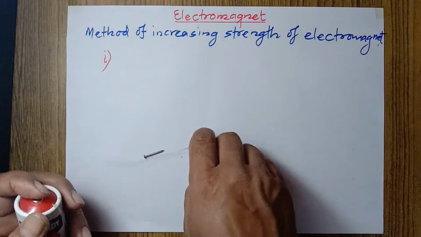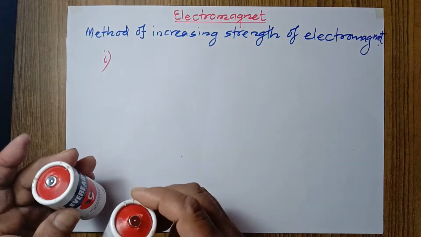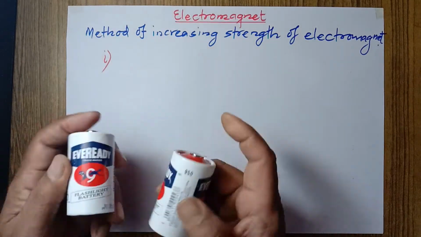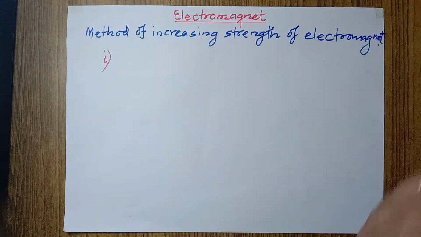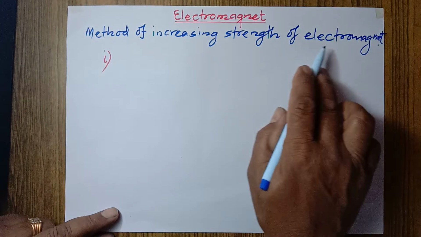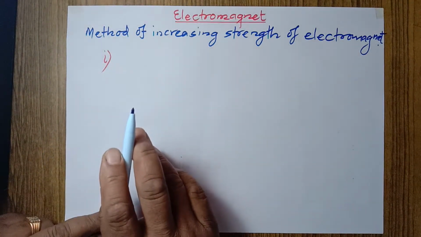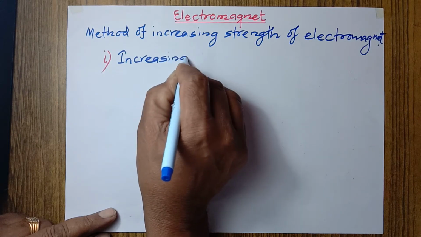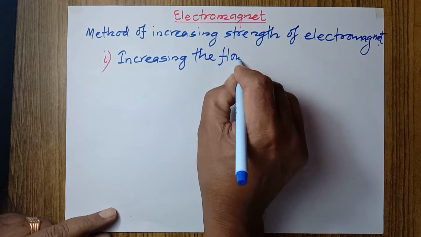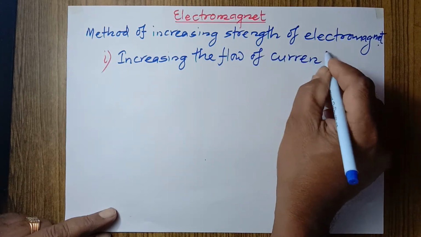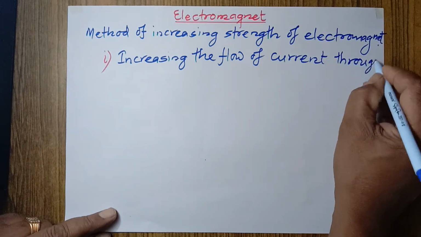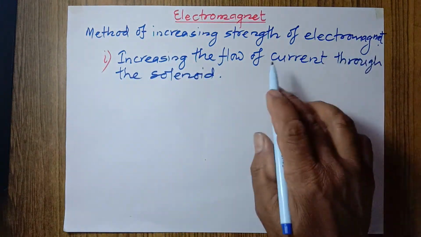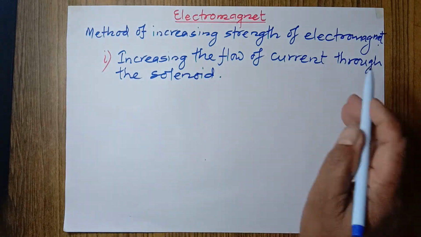Okay, what does it mean? I mean to say that when a single cell is used, the amount of current is less, and that's why the magnetic attraction is less. The electromagnet has less strength. But when two cells are used together, the magnetic attraction is found to be strong. What can we conclude? The method of increasing the strength of an electromagnet: number one method, increasing the flow of current through the solenoid.